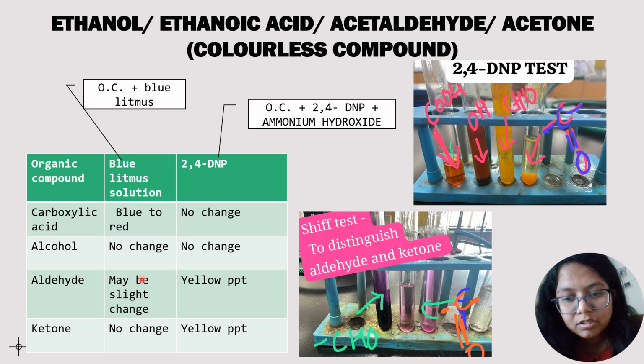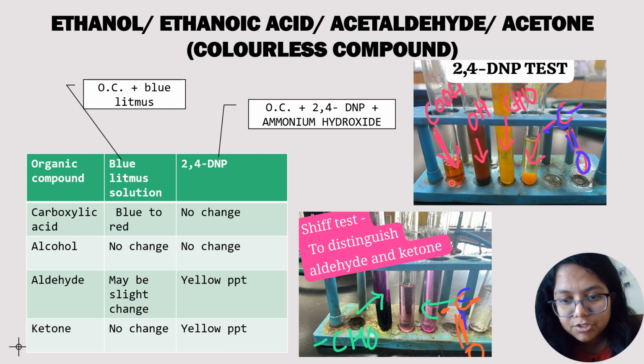That means the organic compound will not turn the litmus from blue to red, and with 2,4-DNP no yellow precipitate will be formed. Whereas if it is an aldehyde, there can be a slight change in the blue litmus solution, and a yellow precipitate will be formed. And if it is a ketone, the blue litmus solution will not turn red, whereas the ketone will also give a positive result when you add 2,4-DNP and ammonium hydroxide, that means a yellow precipitate.